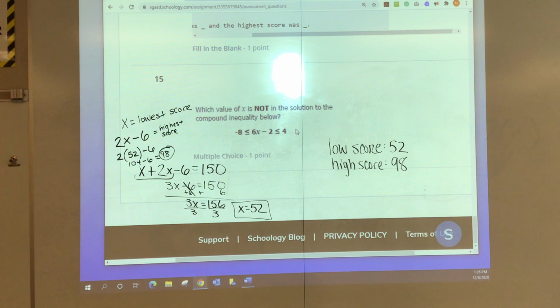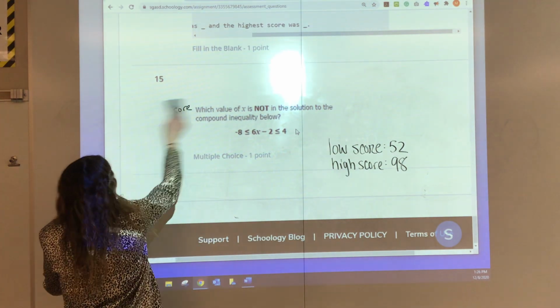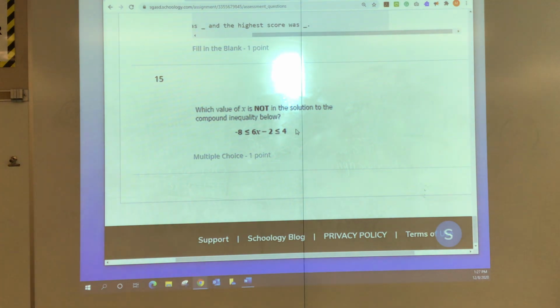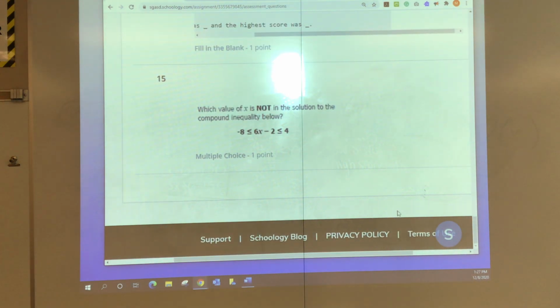Which value of x is not the solution to the compound inequality below? Let's look for these answers. Well, I'm not quite sure what the answers are here, but we're going to do this anyway.